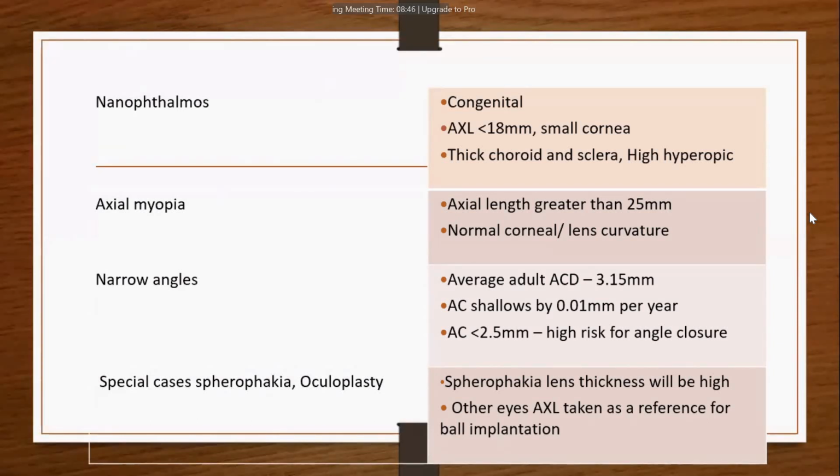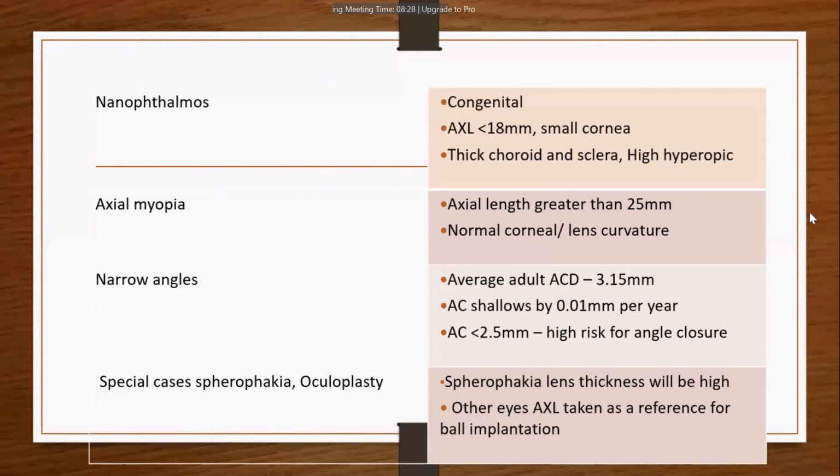In cases of microspherophakia, the anterior-posterior lens thickness will be very high. So in that case, the axial length will be a little more, and you want to be very careful. You should not get confused between microspherophakia and axial myopia.